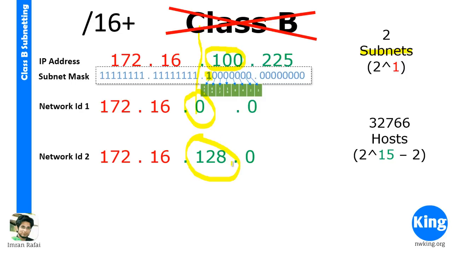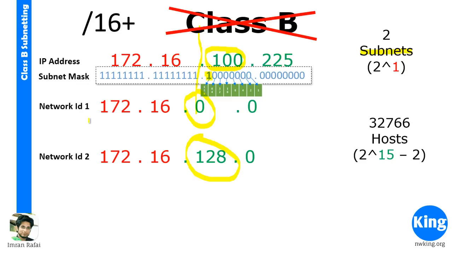Can we have one more network? No, we can't, because if we add 128 again, it becomes 172.16.256.0, which is not right, because 256 is not a valid IP address. Also, we know that by borrowing one bit, we're breaking it into only two. So we can't have a third network ID.